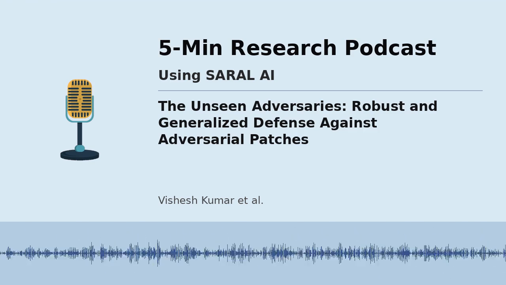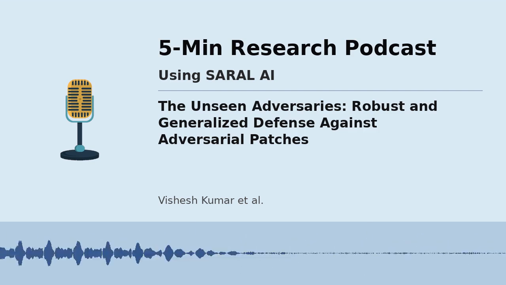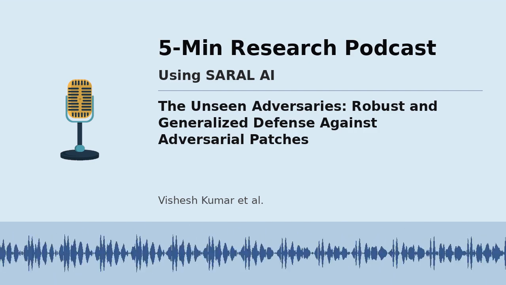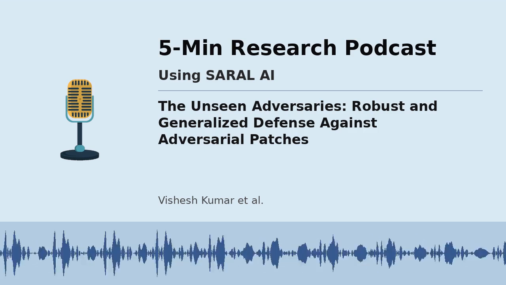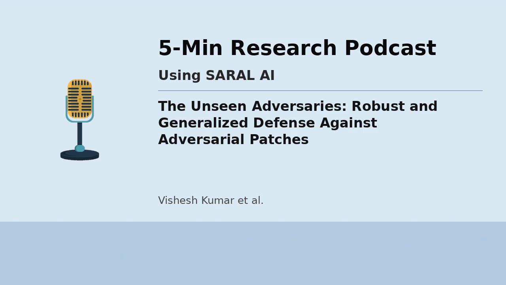Indeed. For detection, they extracted features using deep neural networks, specifically VGG and vision transformers, or ViT. These are like the eyes of the system. Okay. So features are extracted. What did they use to actually classify whether a patch or noise was present? Was it more neural networks?